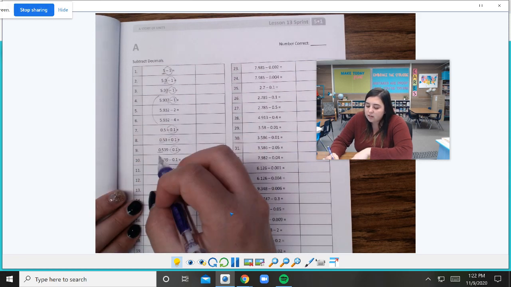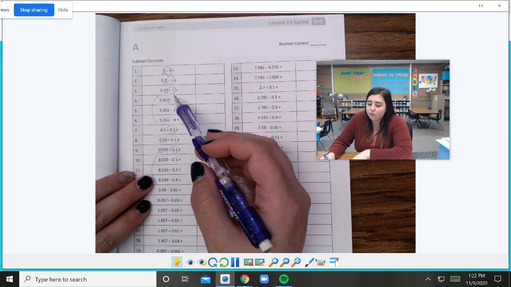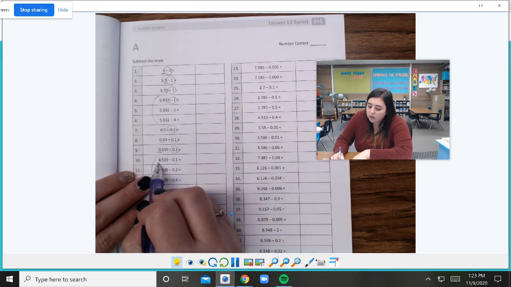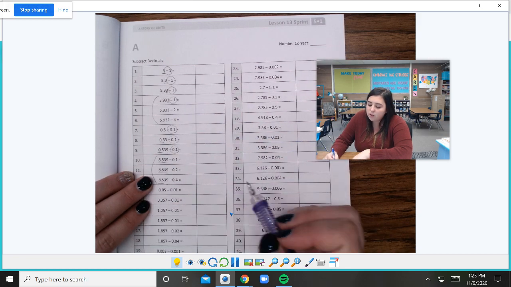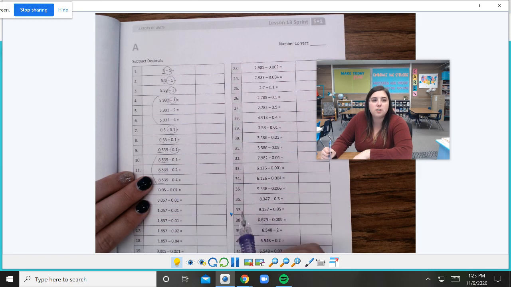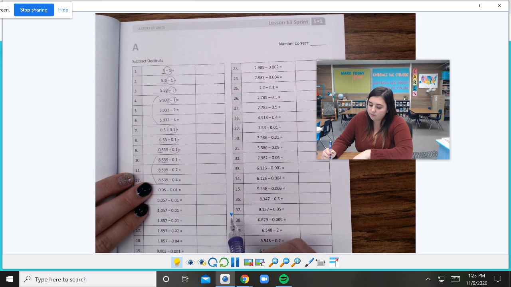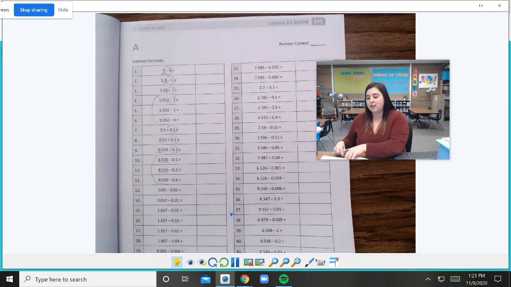Oh, and then 10, 11, 12 is similar to our 4, 5, 6. We're starting with the same number, just what we're subtracting changes. It gets larger. All right, let's use that, and anything else you notice to help us do better on side B.